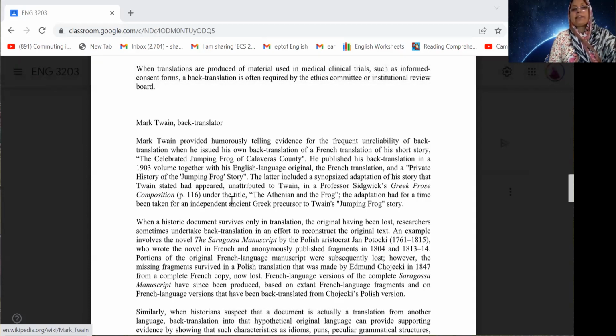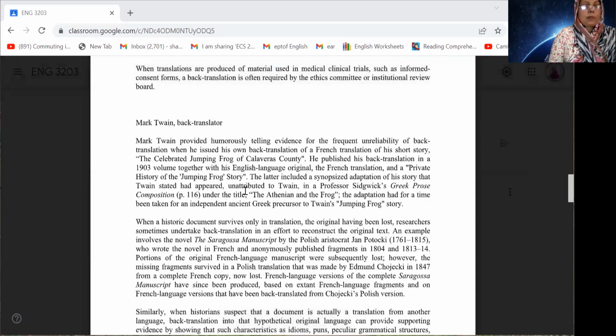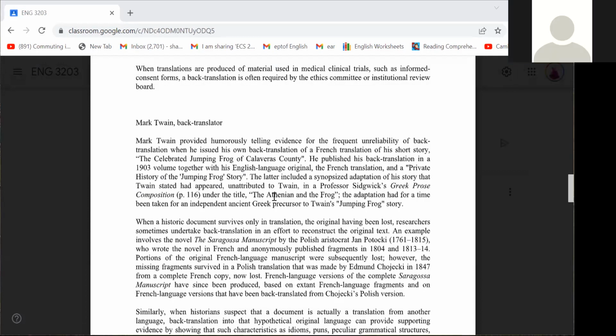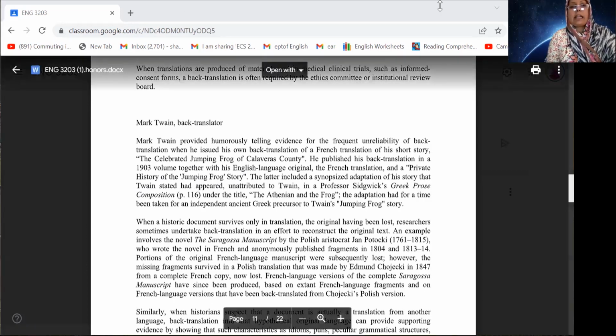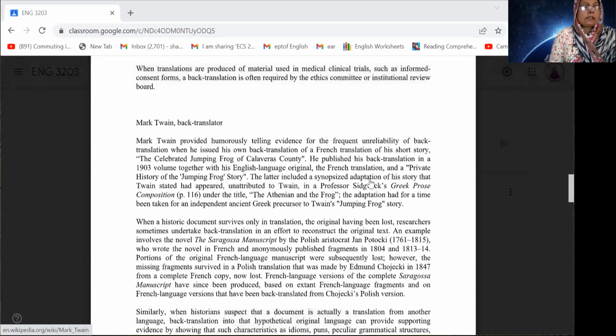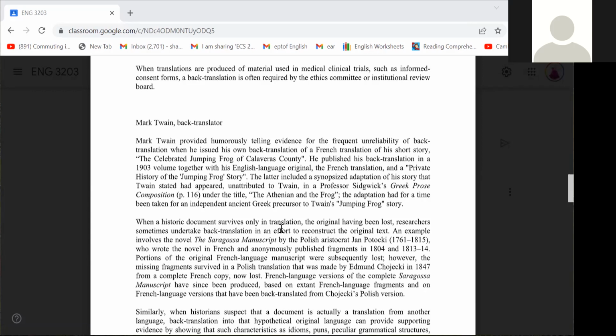Three categories of back translation he did. Then it included a short adaptation of the story in Professor Sedgwick's Greek composition under the title The Athenian and the Frog.